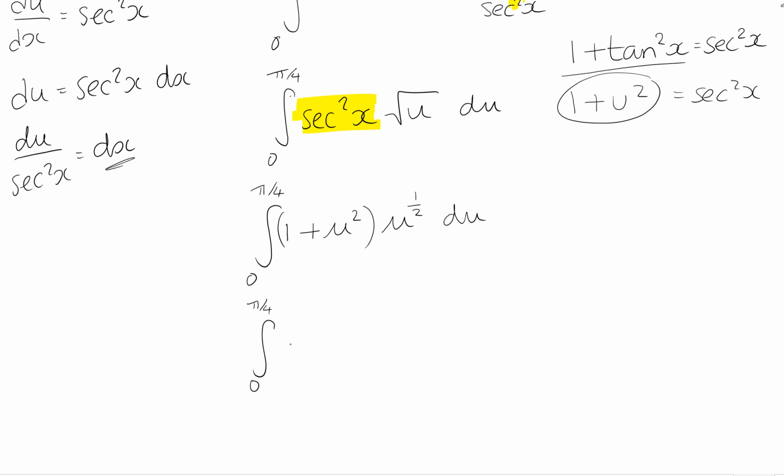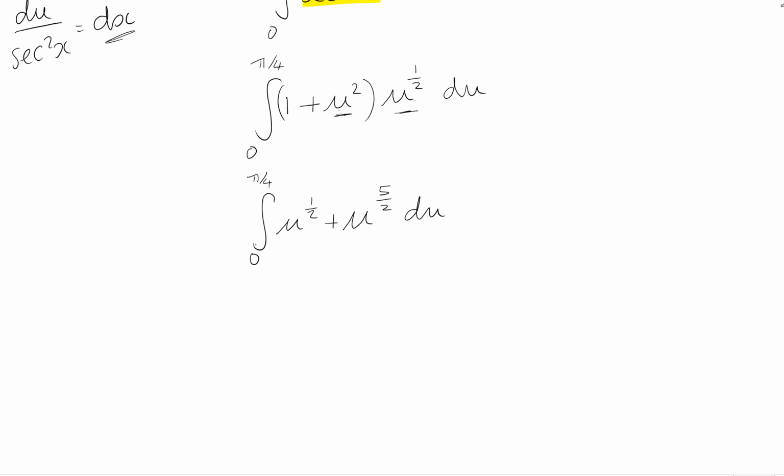Now if I'm expanding this bracket, I've got a nice easy one, u to the half, and then I've got this second one where I'm multiplying these two together. Remember, with indices, if I'm multiplying, I'm adding the indices. So 2 plus a half is 5 over 2, du. So I'm now ready to integrate. I'm going to do my integration before I sub in my limits. So I'm going to have my final solution.